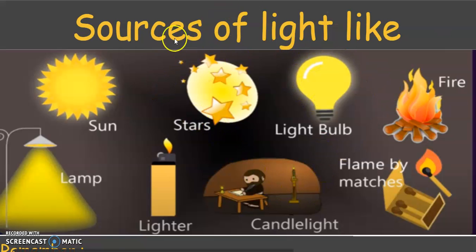So, here are some of the sources of light. One of them, the sun, is the main source of light. The stars, which we see in the sky at night time, a light bulb, flame by matches, candlelight, lighter, lamp.